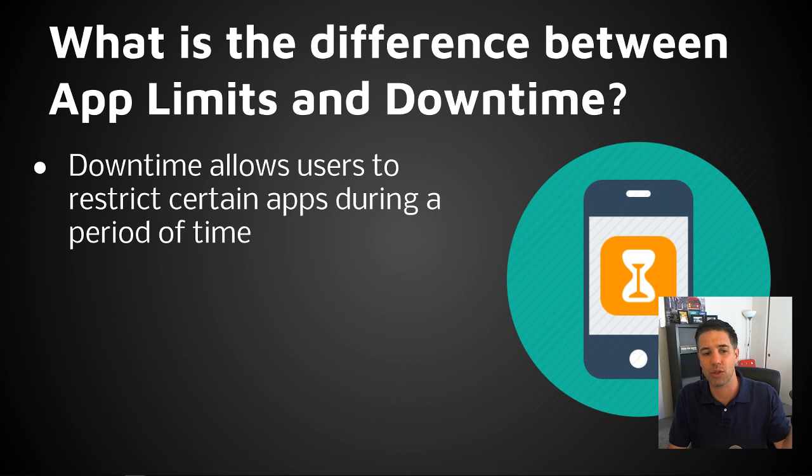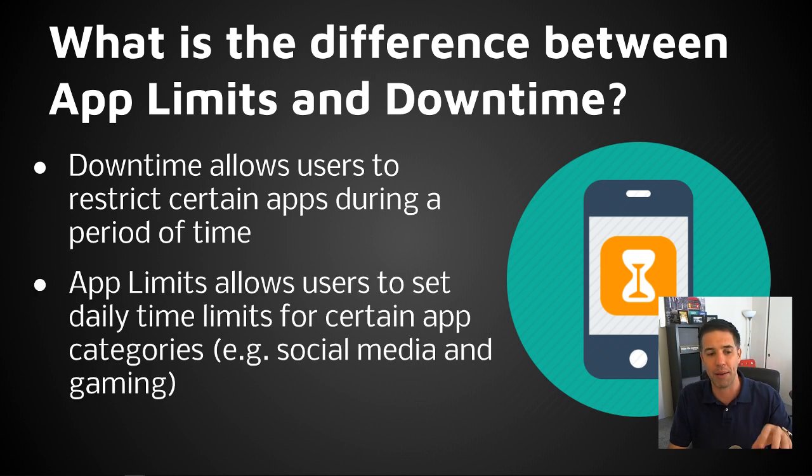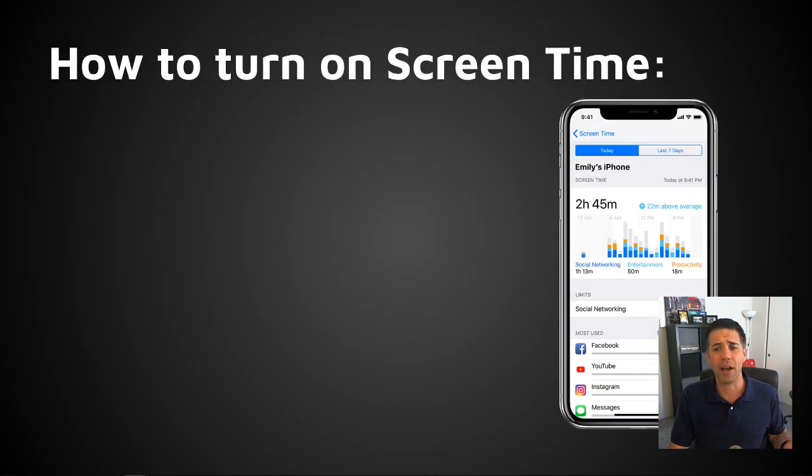What is the difference between app limits and downtime? Well, downtime allows users to restrict certain apps during a period of time. App limits allows users to set daily time limits for certain app categories, right? So downtime says, hey, take a break, and app limits says you've used Instagram too much today. How to turn on screen time.